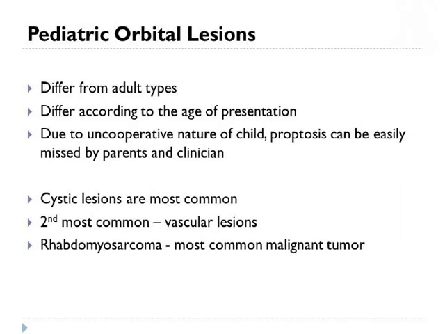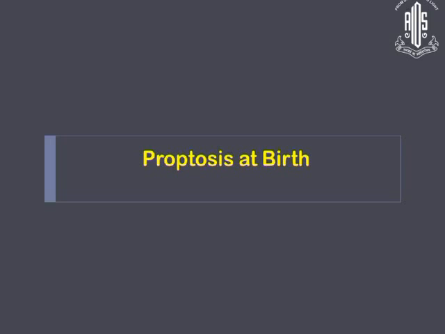The commonest pediatric orbital lesion we generally come across is the cystic lesion, and second most common is the vascular lesions. Rhabdomyosarcoma is the most common malignant tumor. I've divided the orbital lesions according to their age of presentation.